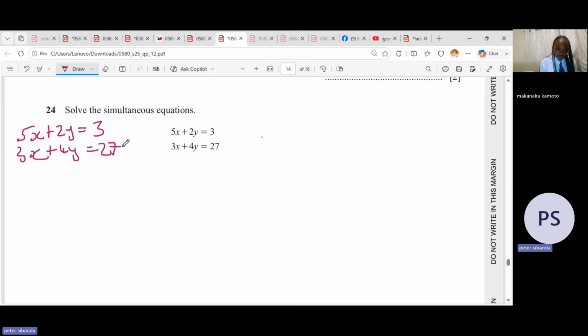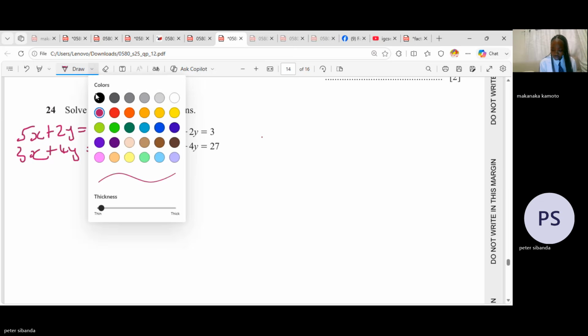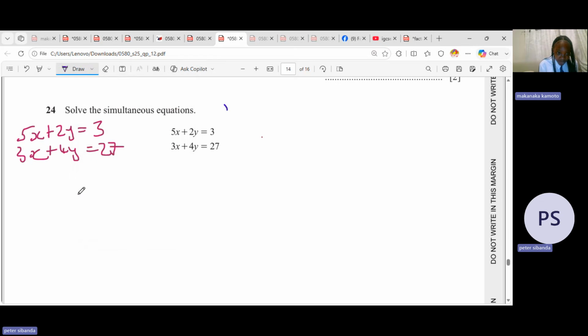Okay, here we are. So we're trying to get the y. So what do we do? The first equation, we multiply it by 4. And the second, we multiply it by 2. So you're targeting to eliminate y. It will surely be similar.